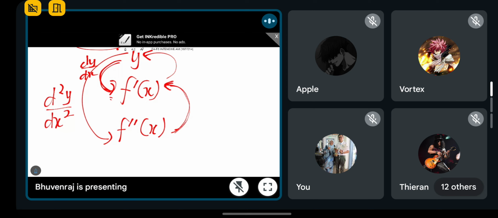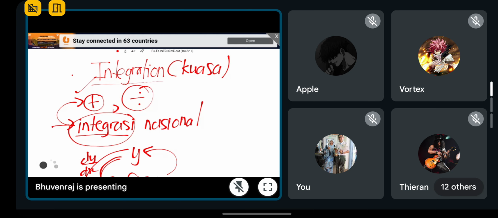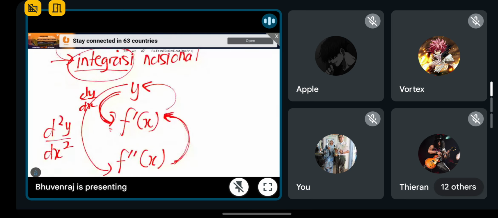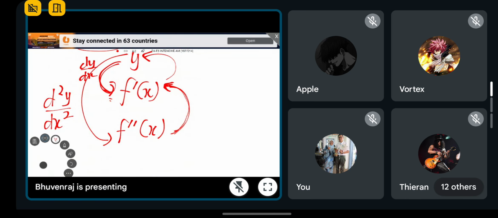So how about these guys? F prime prime x to f prime x. Apa kita nak buat? What's the symbol over here? Over here, this one.